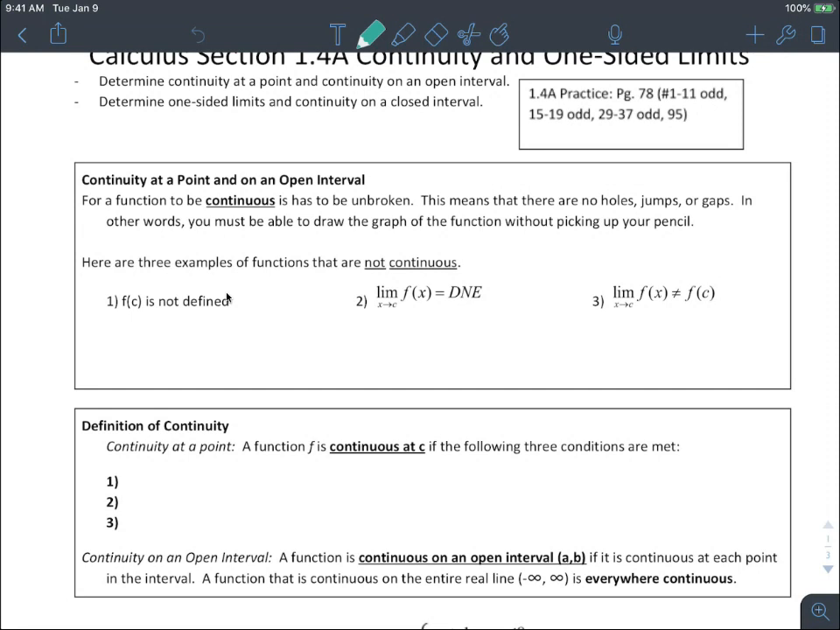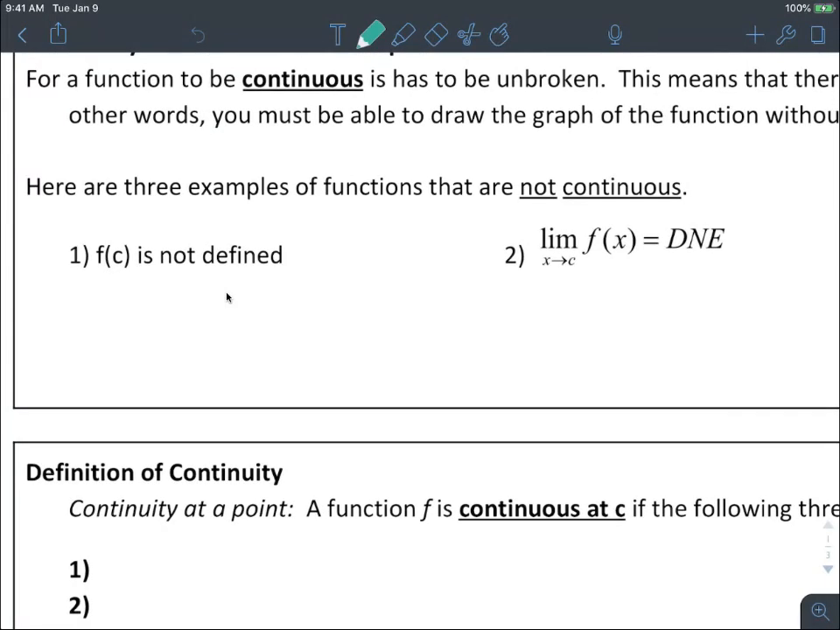Here are some examples that are not continuous. If I have a function that is not defined at f of c, so the actual value. So if I have something like this, and I have an x value that is c, and a graph that has a hole, this is a hole or a removable discontinuity.